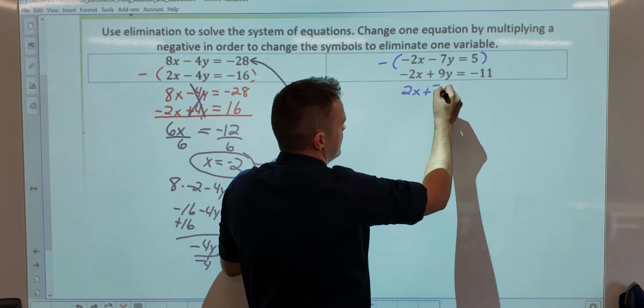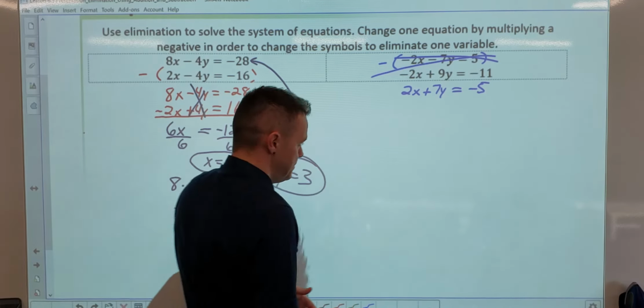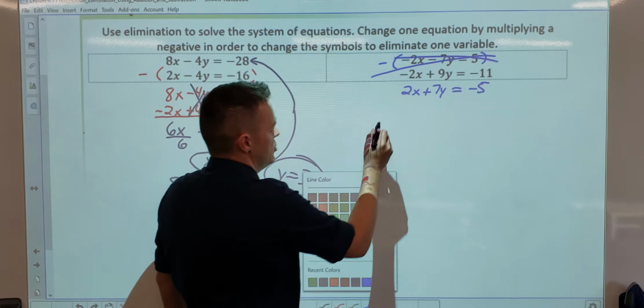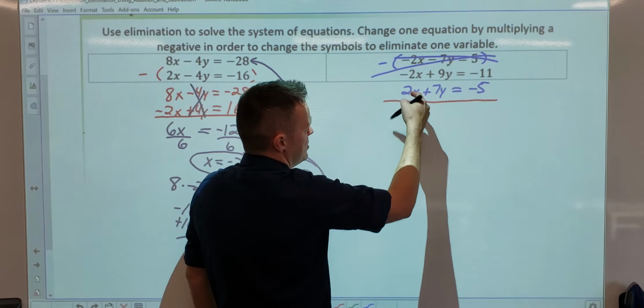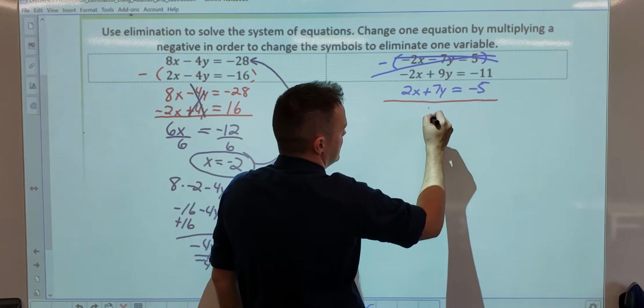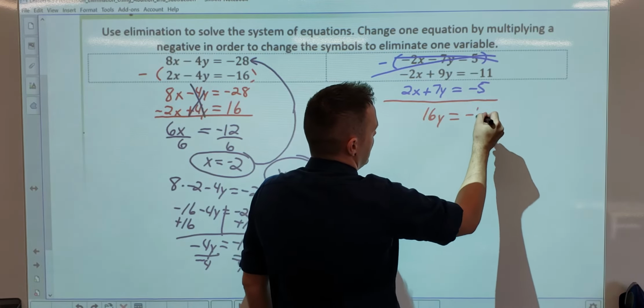Okay, then I would just simply cross this off so you kind of know where you're at. Now you combine. So you do your vertical math. Negative 2 and 2 is 0. 9 and 7 is 16y equals negative 16.